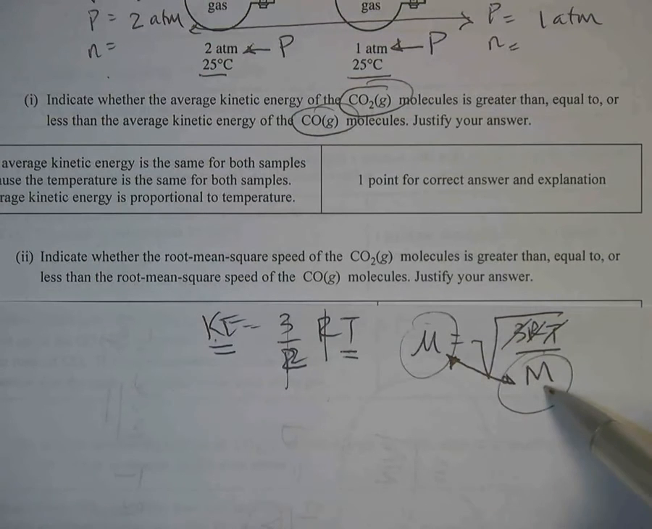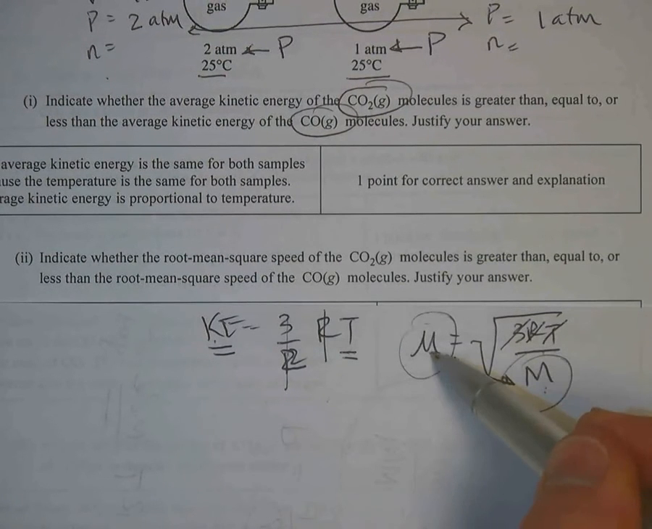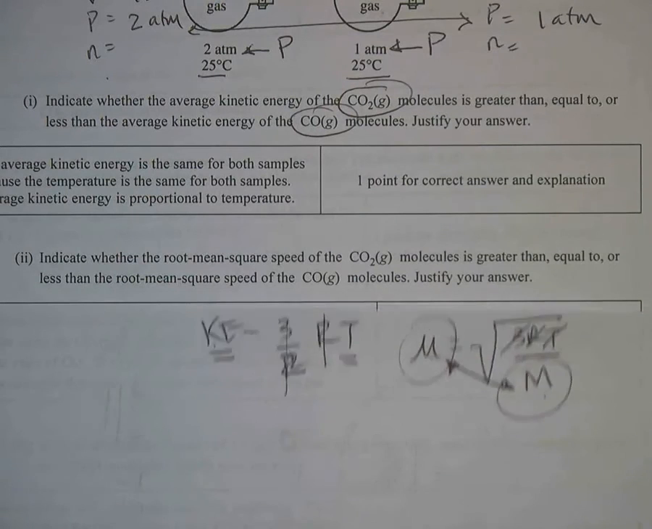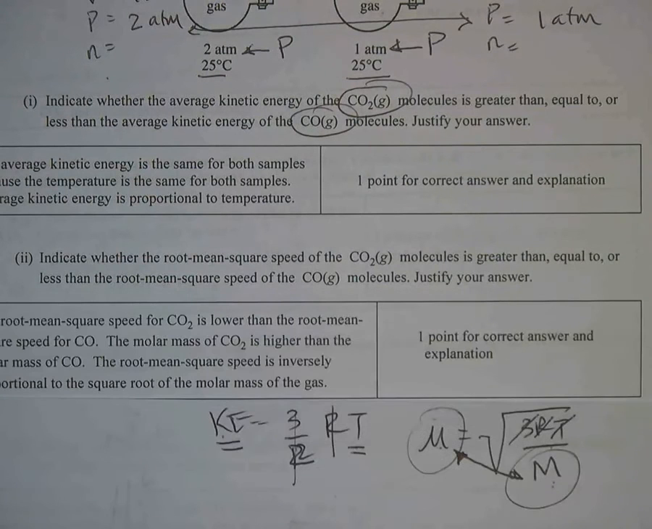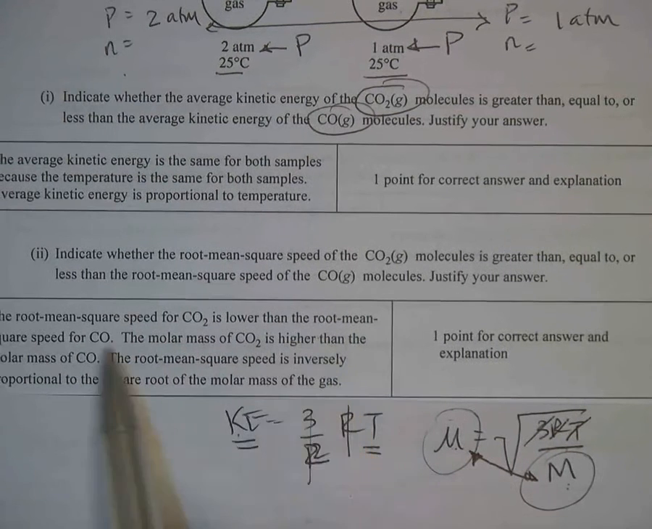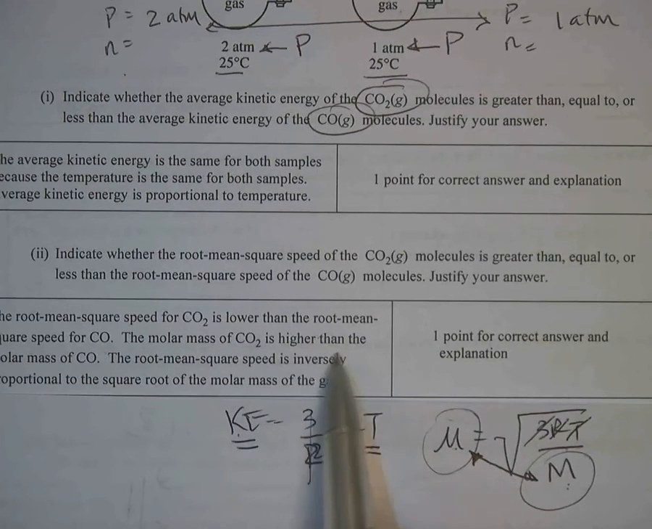Well, it's molar mass, right? The bigger the mass, the slower the speed. So we would assume that carbon dioxide moves slower or is less than. The root mean square for CO2 is lower than the root mean square speed for CO. The molar mass of CO2 is higher than the molar mass of CO. The root mean square is inversely proportional. You like that? They like that word. You could use that too.